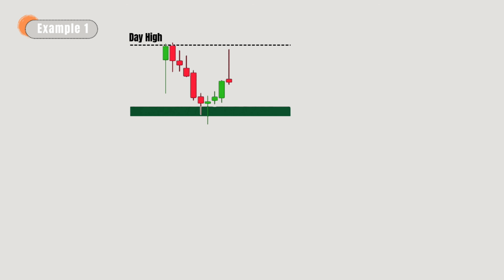Now let's look at an example. This is a 5-minute time frame chart. As soon as the market opens, the price faces rejection from lower levels, forming a long wick candle on the chart, which we call a dragonfly doji candle. This signals a bullish reversal, indicating that the market is trying to form support at this level.